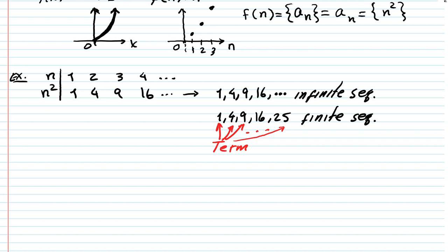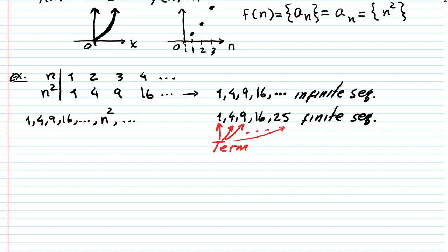Now sometimes we can write sequences like this. I have 1, 4, 9, 16, dot, dot, dot. And at some point, I just simply put the formula for the sequence, which is n squared, and put dot, dot, dot to the right of it. So that's another representation of a sequence.